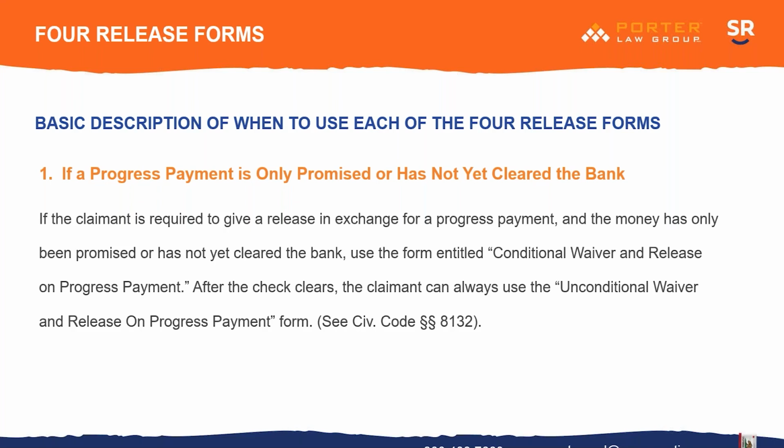So this first type of waiver and release, the conditional waiver and release on progress payment, is just for the exchange of a check that you're not sure is going to clear. But if it does, then you've waived your claims to a mechanics lien, a stop payment notice, and a payment bond claim. Okay, next slide, Jessie.